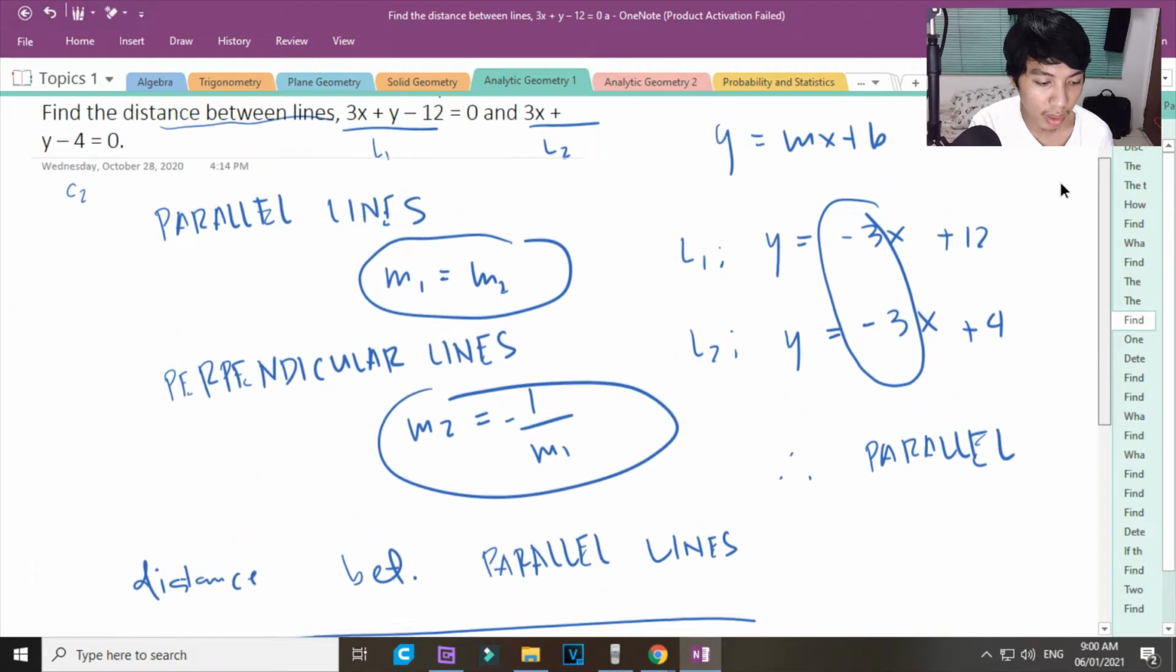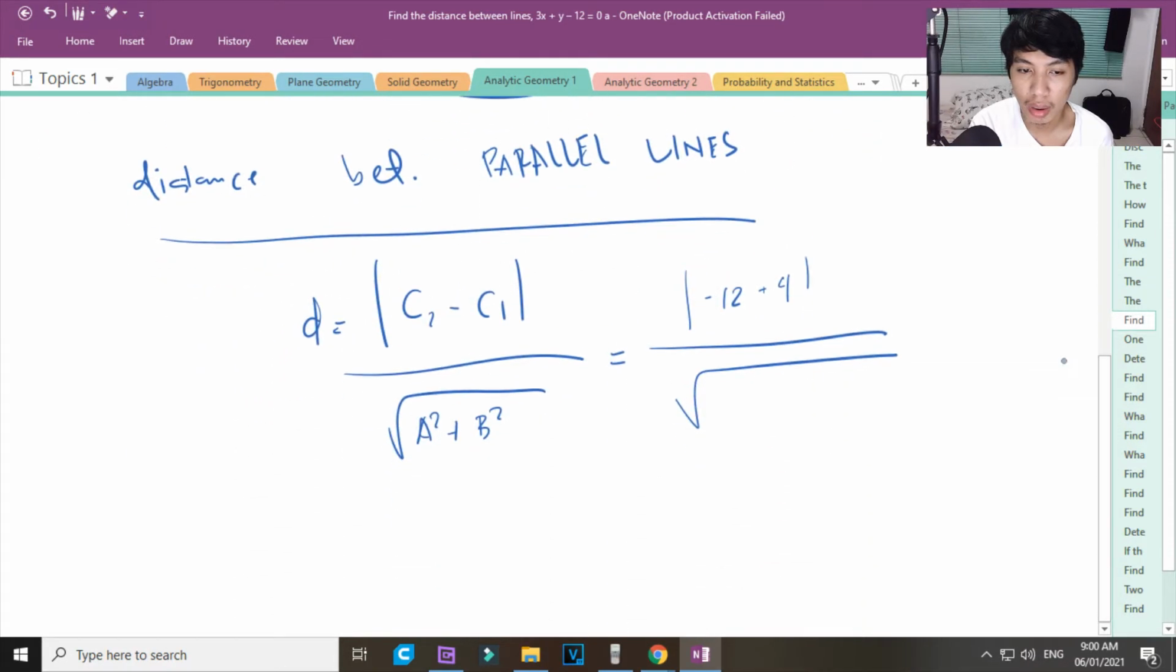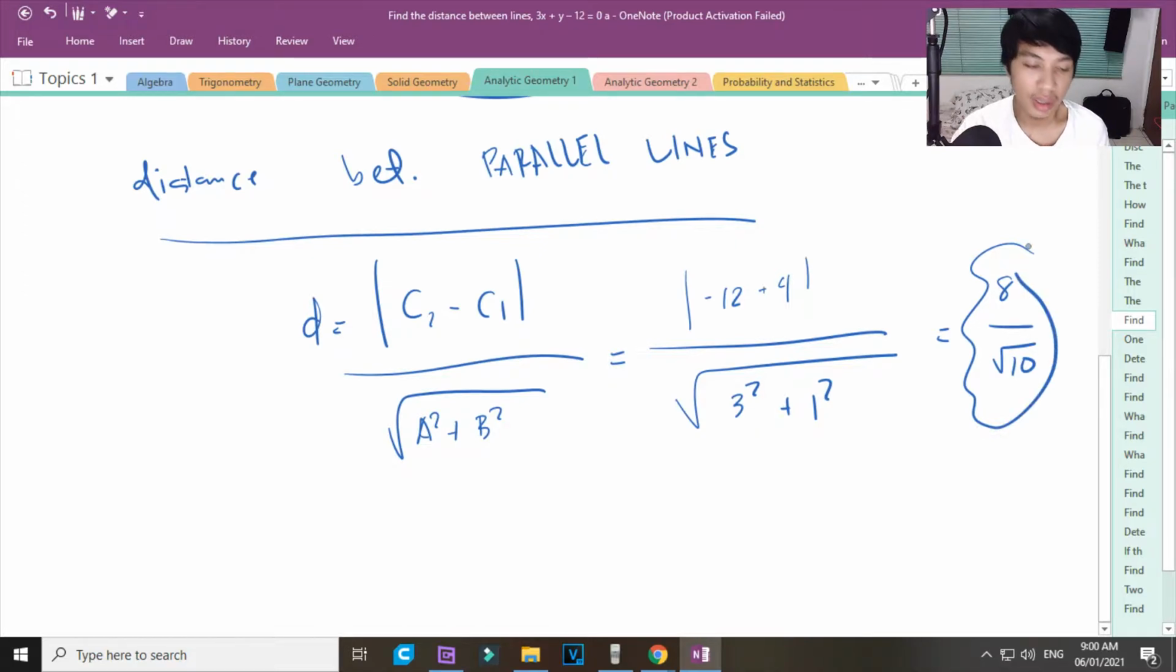So, ang gagamitin ko na lang yung nauna. So, A, 3 and 1. 3 squared. Bale, ano bang absolute value nito? Negative 12 and 4. Bale, that is 8 over square root of 10. Okay? That is the answer for problem number 2. 8 over square root of 10.